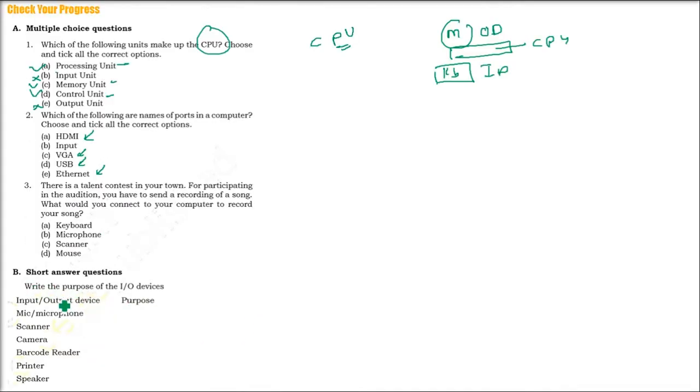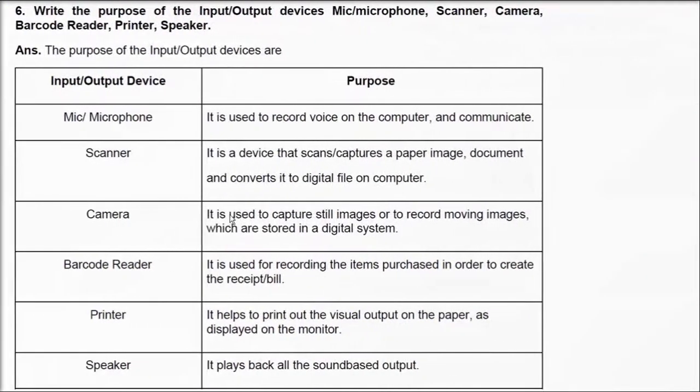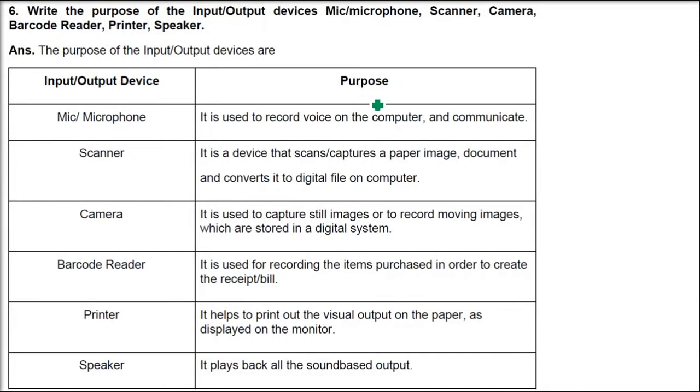Okay. Short answer question. Write the purpose of these. So let us see. We have seen in our discussion, but we'll try to learn it again. So input output devices, mic and microphone. So mic has come from microphone only. This is used to record voice on the computer, and also you can communicate through it, through Skype or whichever application you are using. Scanner is, as I just said, so it will take the proper paper document, physical document, and it will convert it to its digital file. So paper will be changed into digital format on a computer.